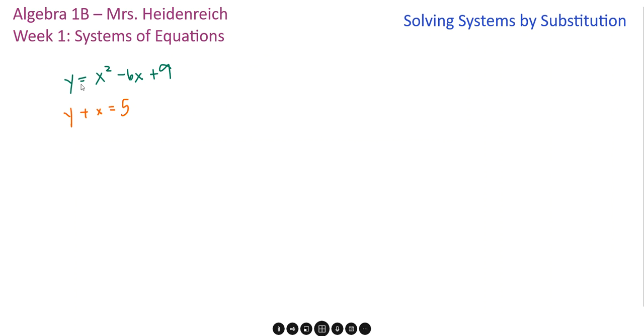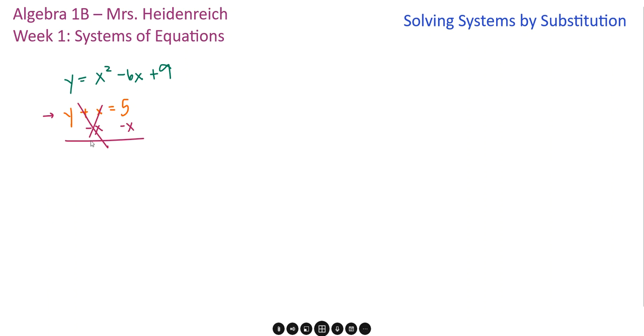Now, you'll notice this first equation is already solved for y, and in my opinion, when you've got a quadratic equation involved in your system, I think it's easiest to solve both equations for y. So let me show you why I want to do that. I'm going to solve this equation for y, meaning I'm going to isolate the y, which it's not isolated. I need to move the x over. So I'm going to minus x to both sides.